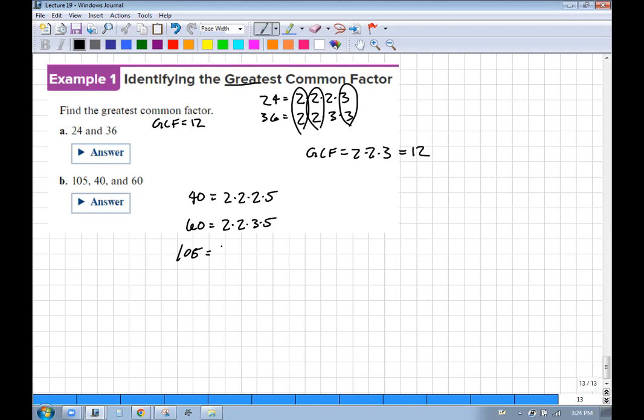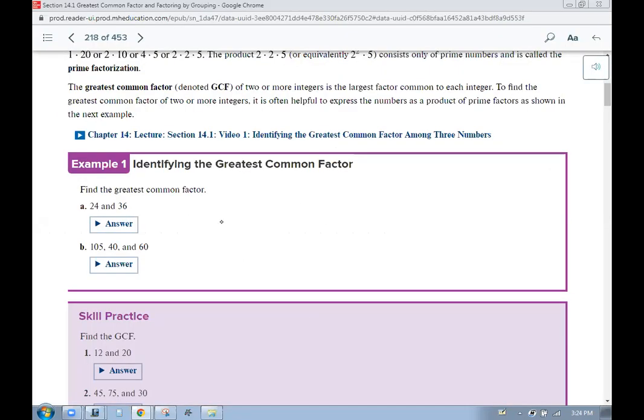105 is what? 5 times 21, right? Because 5 times 20 is 100. So it's 5 times 21. 21 is 3 times 7. So we'd have, they all have a 5. So the GCF is going to be 5. And that's it. Right? Two of them have a 3, but this one doesn't. So the 5 is the only thing that is in all of these. Okay, so the GCF would be 5 for that one. So first we're going to deal with integers, and then we're going to move up to dealing with polynomials.